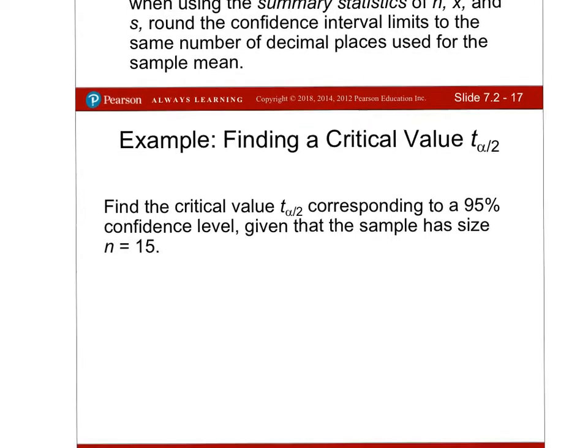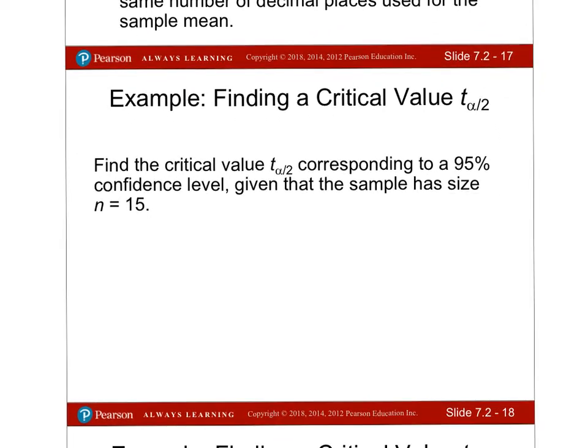All right, so let's look at an example. Find the critical value. We're going to first practice finding the critical value for t sub alpha corresponding to a 95% confidence interval. So let me draw the picture here. When I'm talking about a 95% confidence interval, I'm talking about this picture.